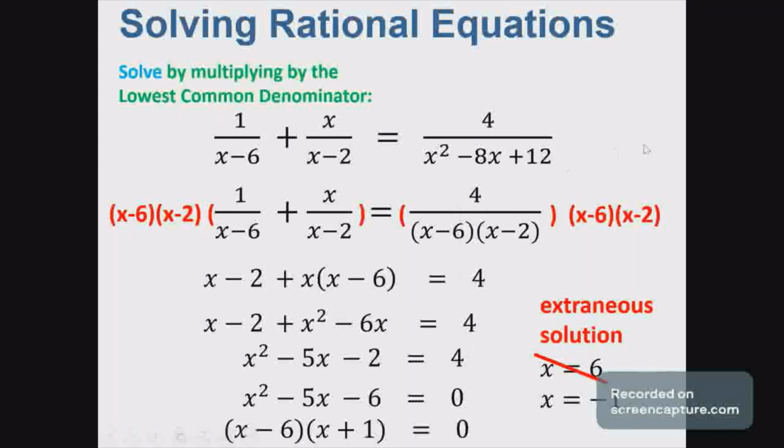Pause if you need. This is our last kind of big example. This is how you solve rational equations by multiplying by the lowest common denominator on both sides. And again, we don't need to multiply by a fraction of things because we're doing the same multiplier on both sides. That maintains the balance.